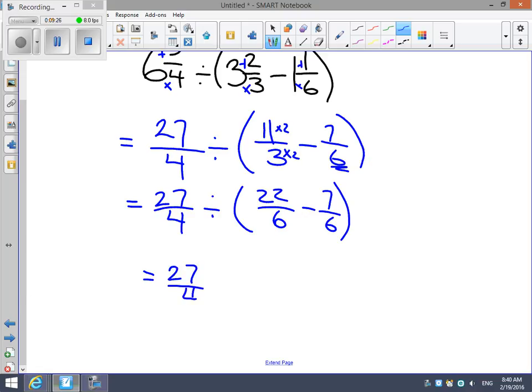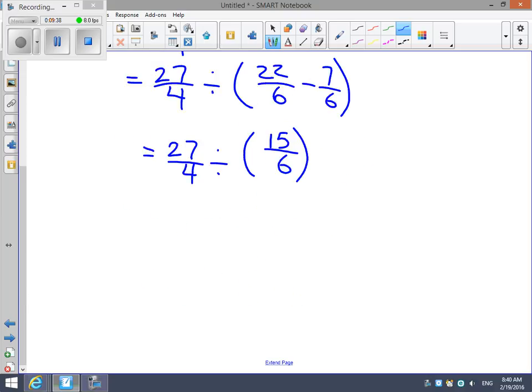27 over 4 divided by, and we're just going to simply subtract, so 22 minus 7 is 15 over 6. Now, the next step is divide, and you have to think back, how do we divide fractions?